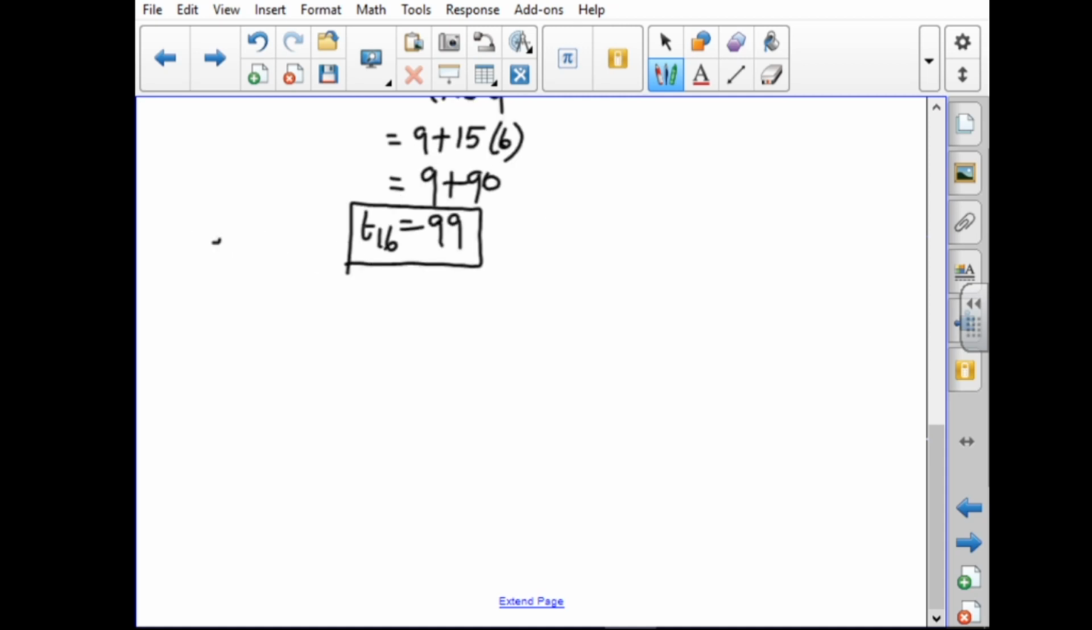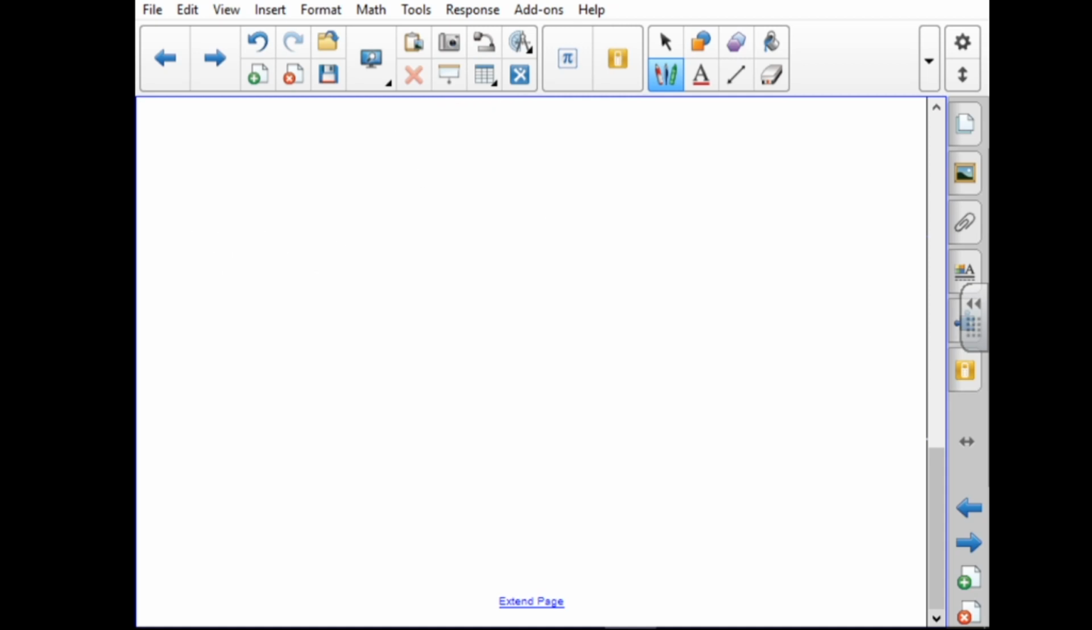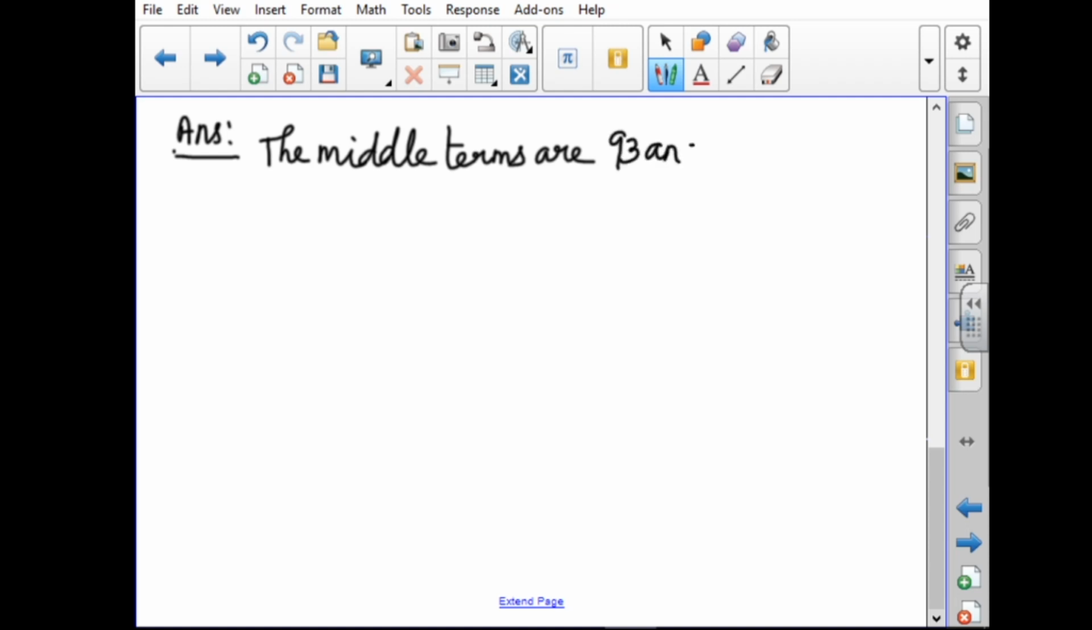The answer is not T15 and T16. So write the answer as, the middle terms are 93 and 99. The given sequence has an even number of terms, so there are two middle terms.